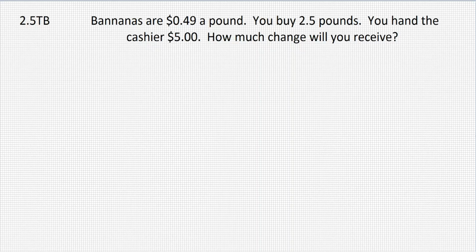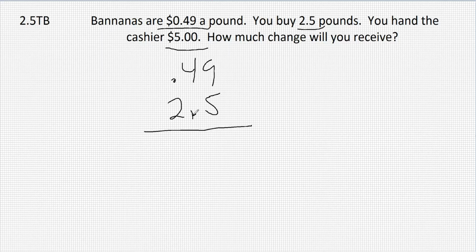Bananas are 49 cents a pound. You buy 2.5 pounds. You hand the cashier $5. How much change will you receive? Well, the first thing we have to do is find out how much 49 cents times 2.05 is, and then we can figure out our change.